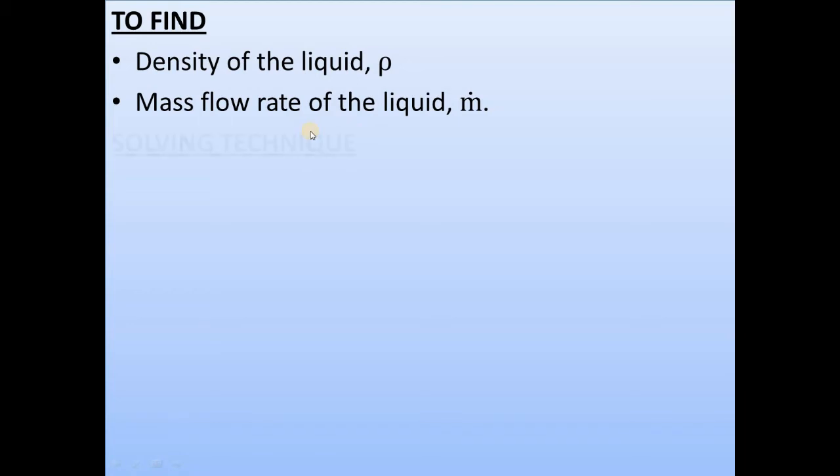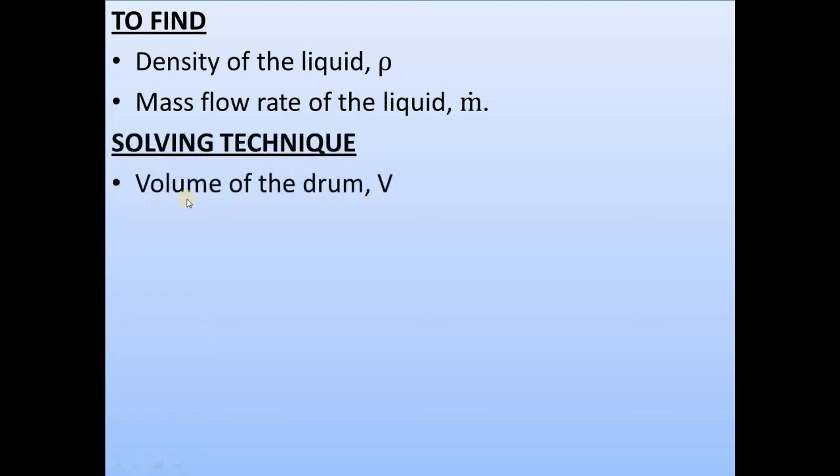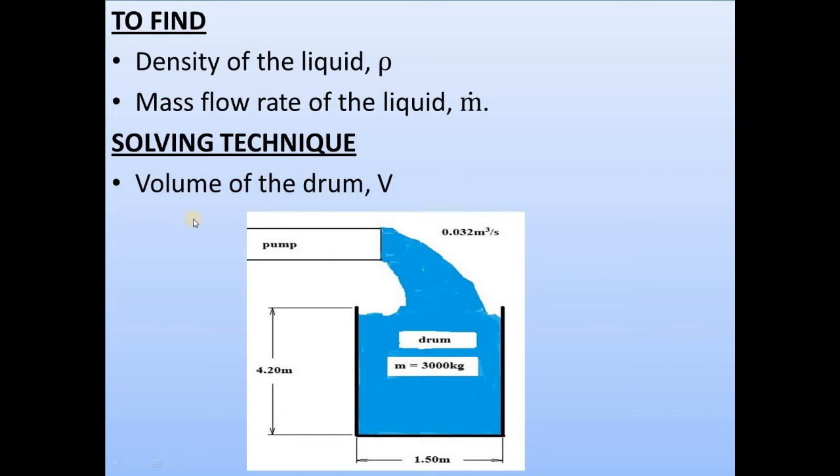Now I will move to the solving technique. First, we will find the value of volume of the drum, which is taken as V. First of all, why we have to find the value of the volume of the drum? Because for finding the value of density of the liquid, we have to find the value of volume of the drum. You people may ask, why can't we use the value of volume of pump for finding the value of density of liquid? Of course, we can use the value of volume of pump for finding the value of density of liquid.